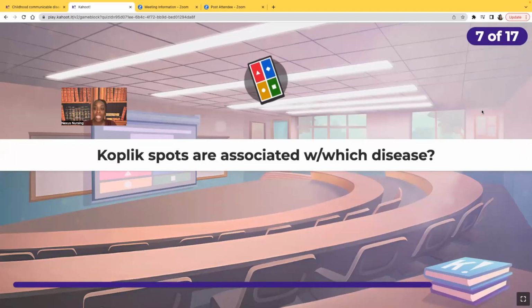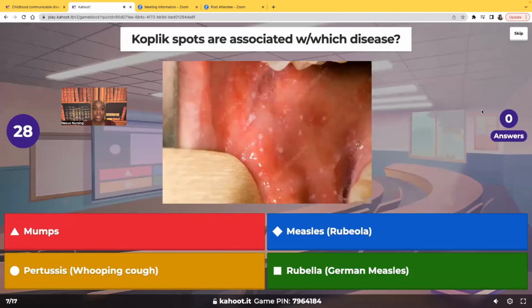Koplik spots. These are associated with which disease? You see those white spots, you can kind of see it on the tongue and the oral mucosa. Which disease are they associated with? Is it mumps? Is it measles, known as rubeola? Is it pertussis, known as whooping cough? Or is it rubella, known as German measles? When you see Koplik spots, what disease should you be thinking about?